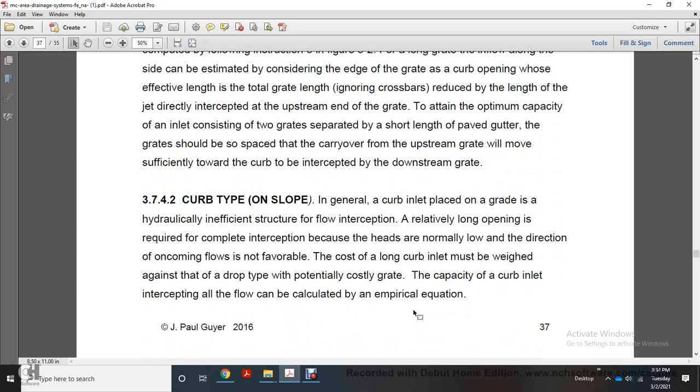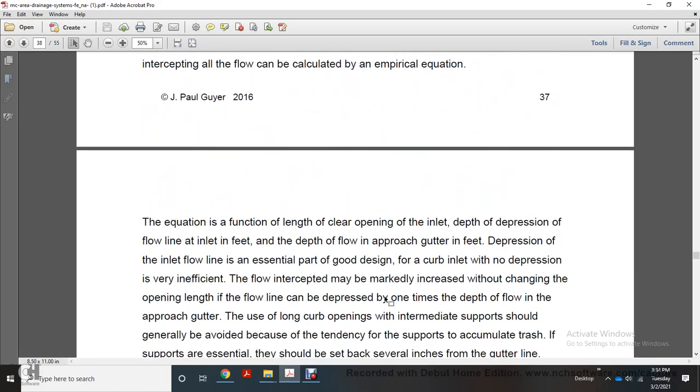Alright, curb type on a slope. Generally, a curb inlet placed on a grade is a hydraulically inefficient structure for flow interception. A relatively long opening is required for complete interception because the heads are normally low and the direction of the oncoming flow is not favorable. The cost of a long curb inlet must be weighed against that of the potentially costly drop type grate. The capacity of the curb inlet in intercepting the flow can be calculated by an empirical equation.